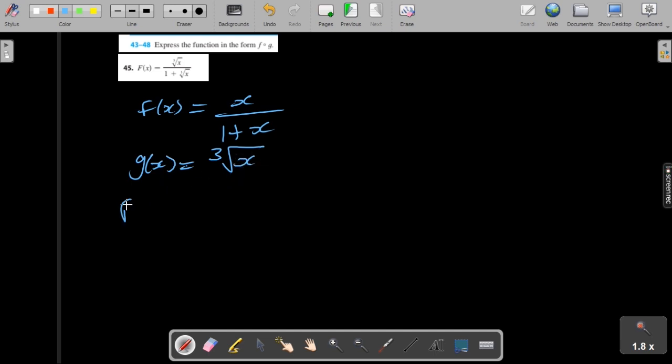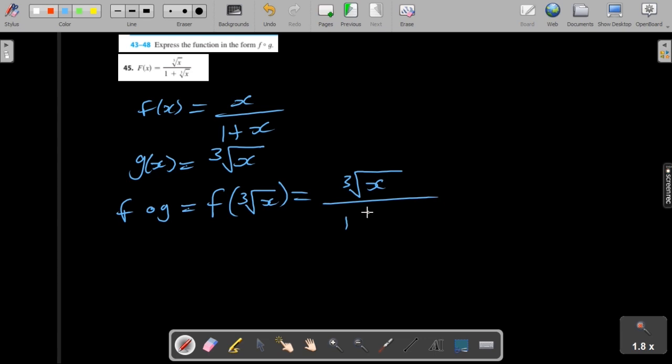And if you now find f of g, it should be f. Now in place of x, we're substituting the cube root of x, which would look like this. And this is the function which is given to us. So whenever you have a function in another, you're just substituting the function in place of the x.